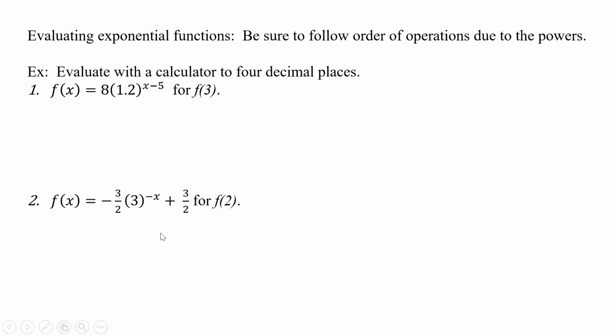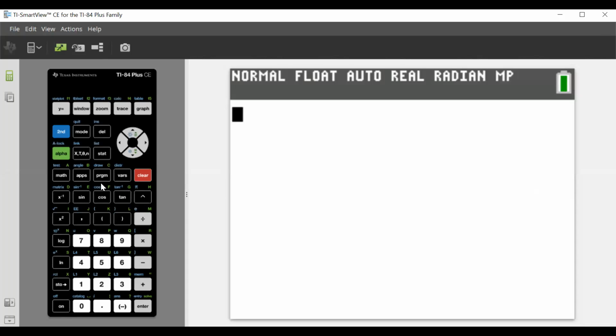All right, so here we are going to evaluate exponential functions. Basically, all you have to do is follow order of operations, and whatever the powers show you, that's what you're going to do. Plugging this into our calculator, we're going to plug in 3 for x. So if we go to our calculator, we have 8 times 1.2 to the, now that was 3 minus 5, so it's going to be to the minus 2. And I'm just going to type it in.